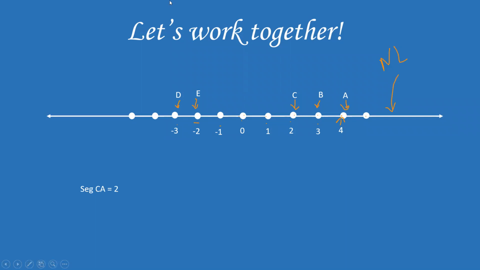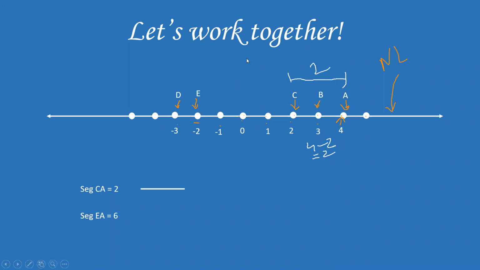Where is segment CA now? If I look at it, segment CA is from here to here. Can anyone tell me what the length of segment CA is? It's literally on the screen. Two, yes, absolutely, thank you. So it is 2. Why? Because it starts from 2 and goes to 4. So 4 minus 2 is 2.